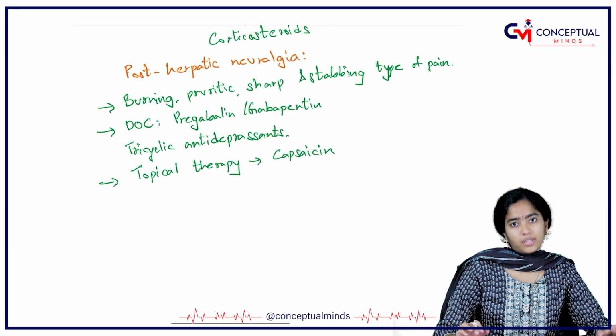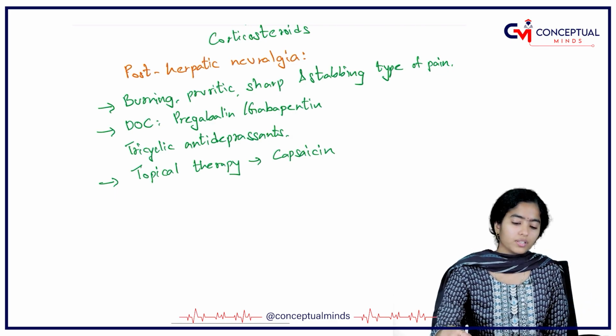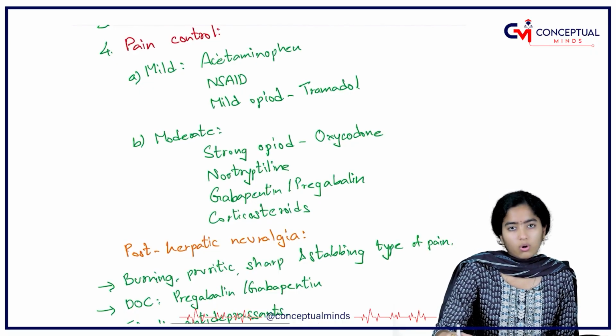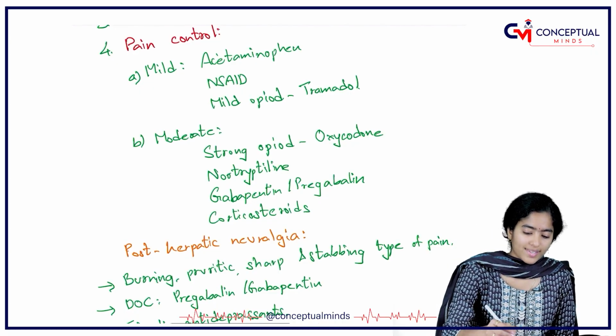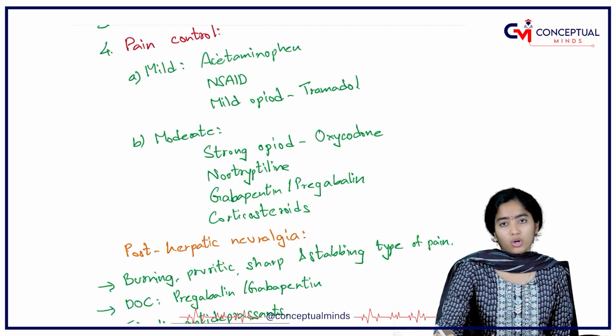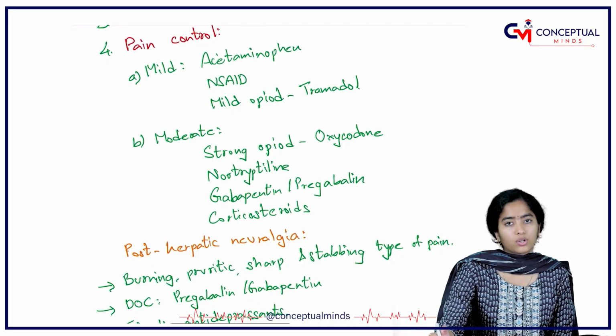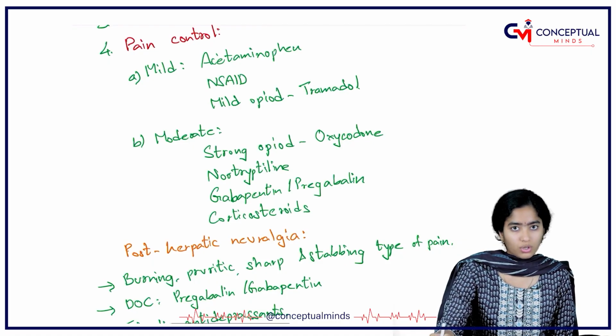Let me quickly summarize the pain management. In case the patient is having mild pain, acetaminophen, NSAIDs will do, or a mild opioid. In case the patient is having moderate to severe pain, strong opioids such as oxycodone, or otherwise gabapentin or pregabalin and nortriptyline can be used. Even corticosteroids can be used.